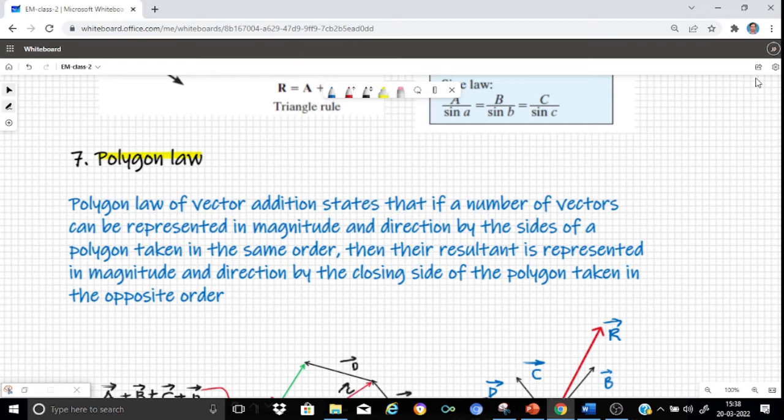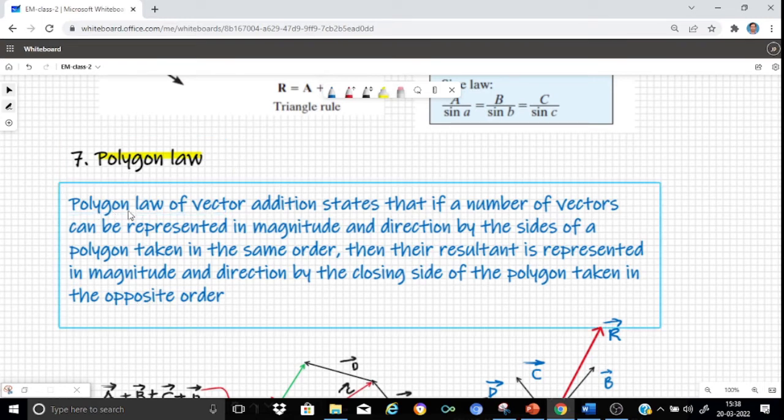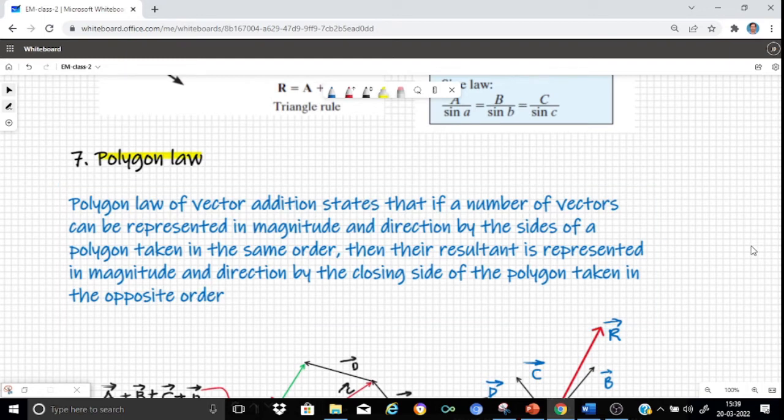So in practice, you may find many instances where more than two vectors need to be added. So polygon law can be effectively used to find the resultant of more than two vectors. Okay, so this is what is written here. The polygon law of vector addition states that if a number of vectors can be represented in magnitude and direction by the sides of a polygon taken in the same order, then their resultant is represented in magnitude and direction by the closing side of the polygon taken in the opposite order.